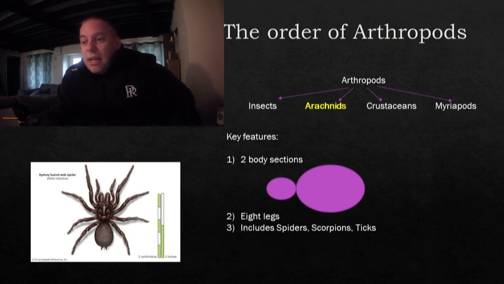The thorax and head are fused, and the abdomen at the back. They have 8 legs. If it has 8 legs, it will be arachnid. And it includes spiders, which we probably know about, but also scorpions and ticks are also in the same order.